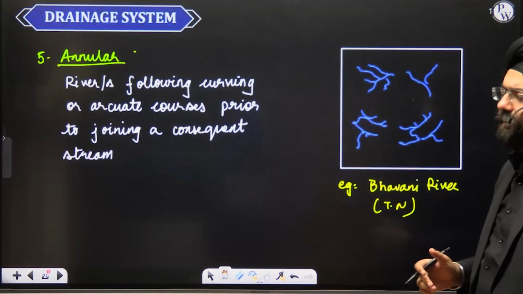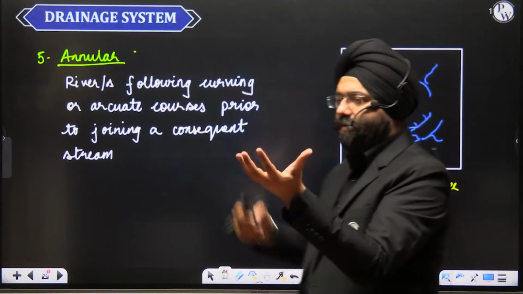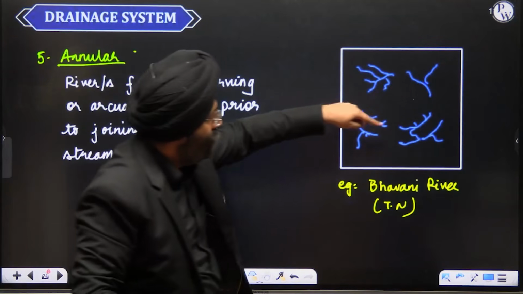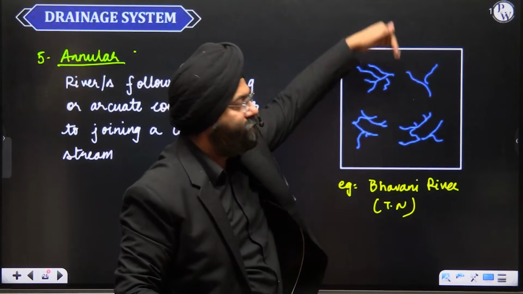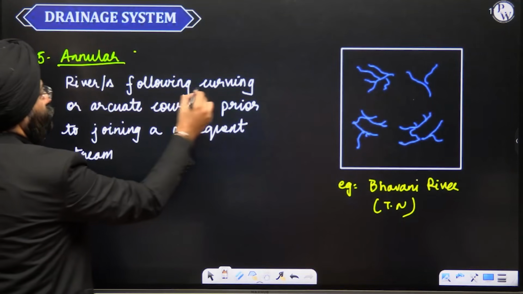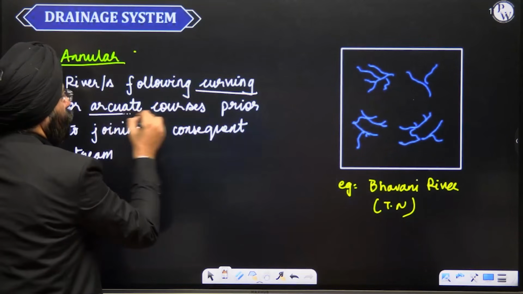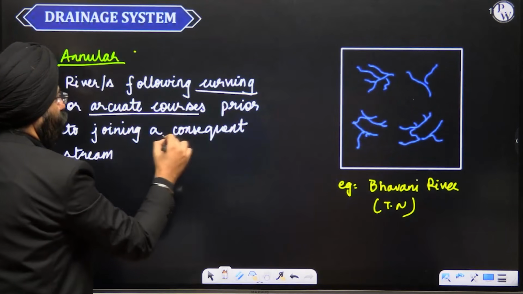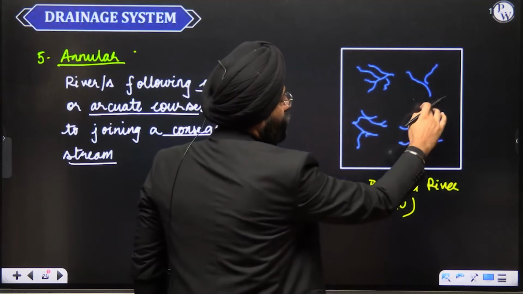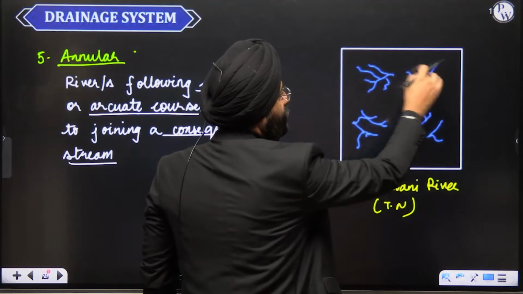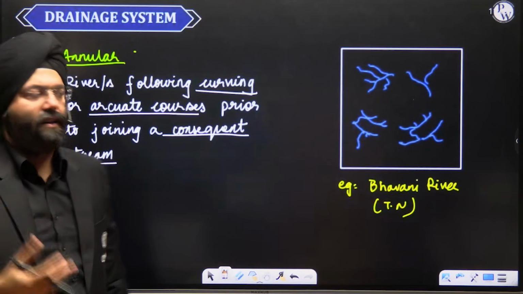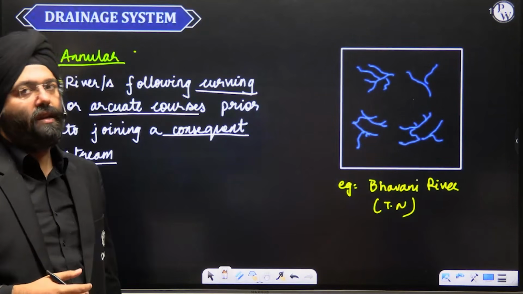Next is annular. Sometimes what happens is, if there is a region where a river tends to follow a curvy path and then possibly moves further ahead, then it is known as annular. So rivers follow curving or arcuate courses prior to joining a consequent stream. So what is going on? These are following some round path because of the topography and later joining the main stream. Then it is known as annular drainage pattern. Example, Bhavani River in Tamil Nadu.